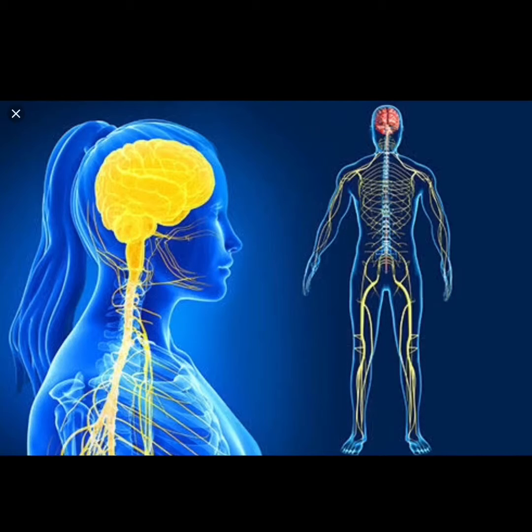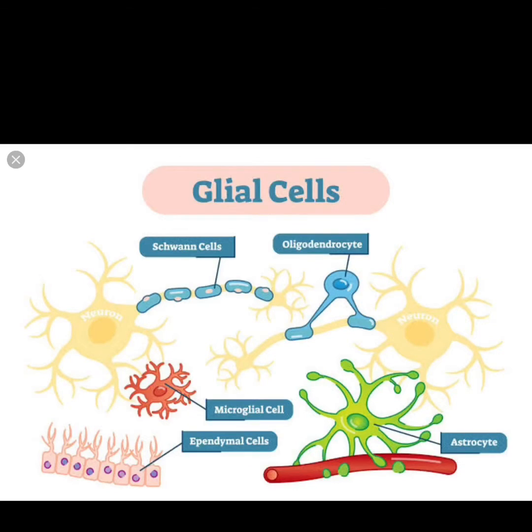The general functional organization of the nervous system is divided into three: motor system, sensory system, and cognitive system. The glial cells are divided into several subtypes: astrocytes, oligodendrocytes, microglial cells or microglia, Schwann cells, and ependymal cells.